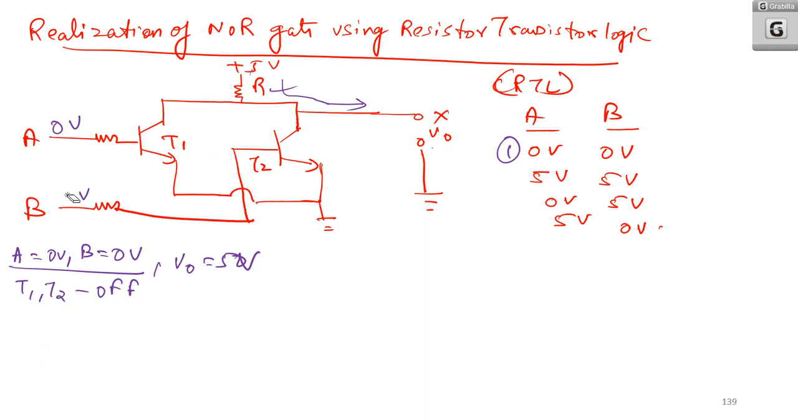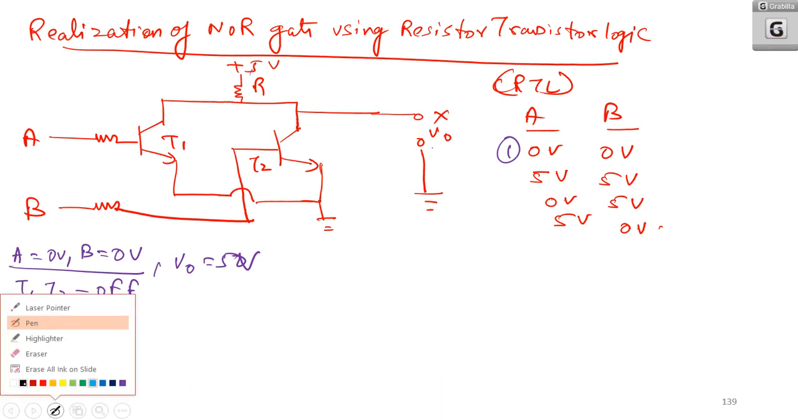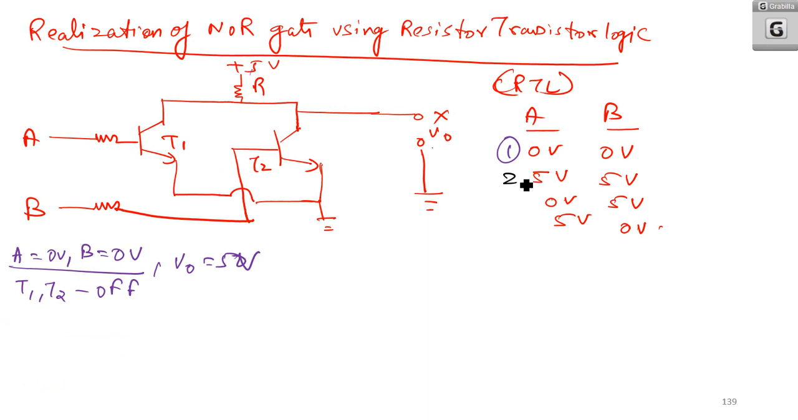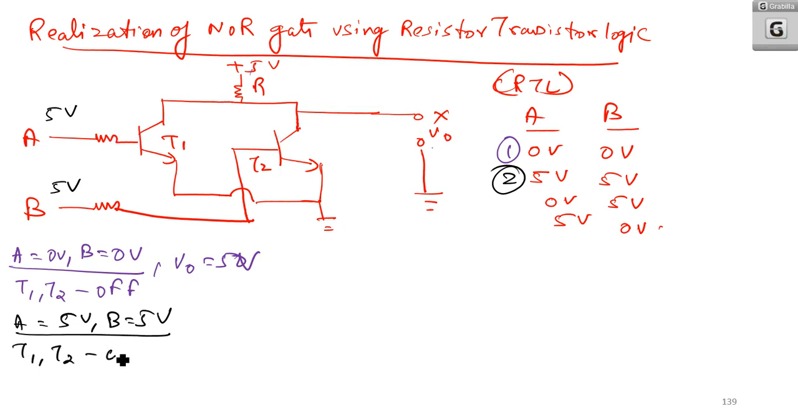Next case is the second case, A is equal to 5 volt and B is equal to 5 volt. When A is equal to 5 volt and B is equal to 5 volt, the base drive is given to T1 and T2. Therefore T1 and T2 are on.